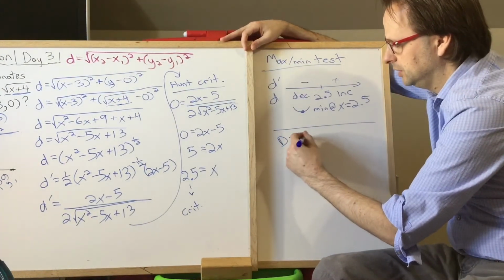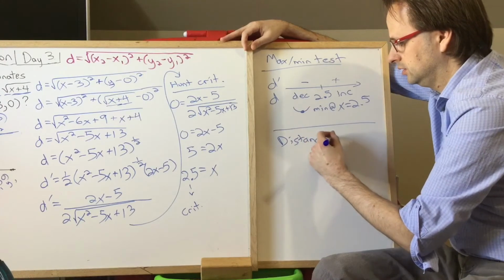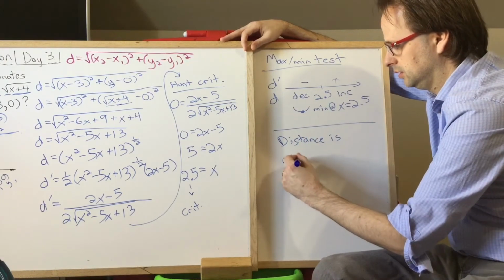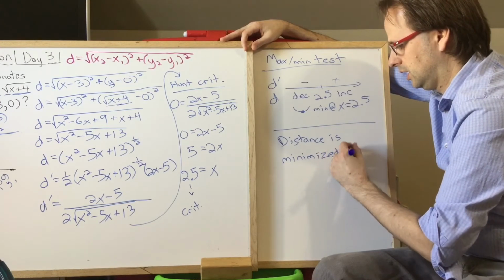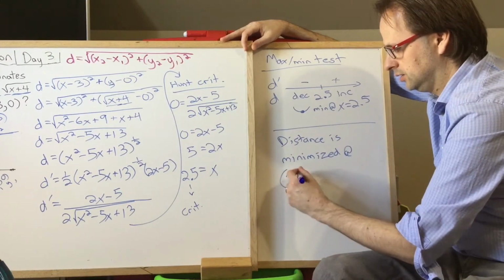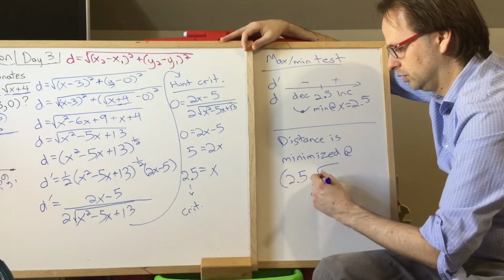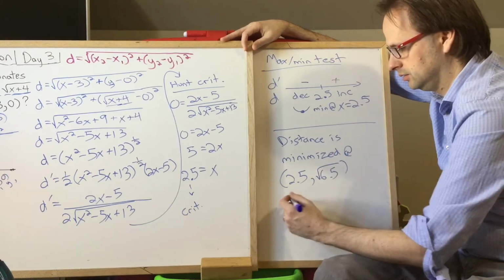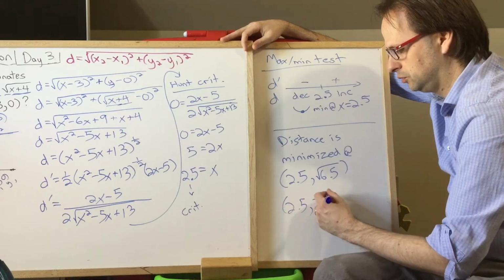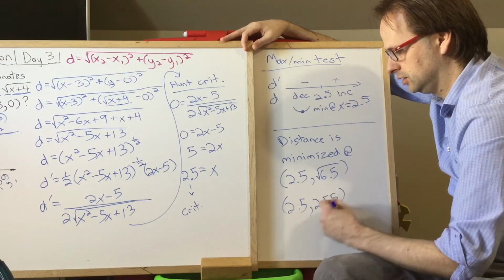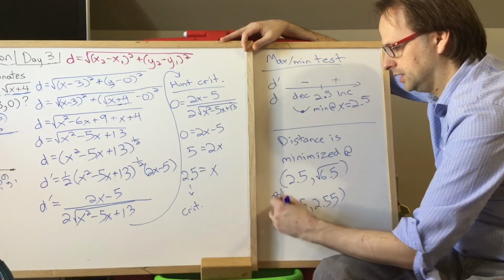Distance is minimized at these coordinates, or you can get them in decimal approximation. That's about 2.5 and 2.55-ish. Show it either way.